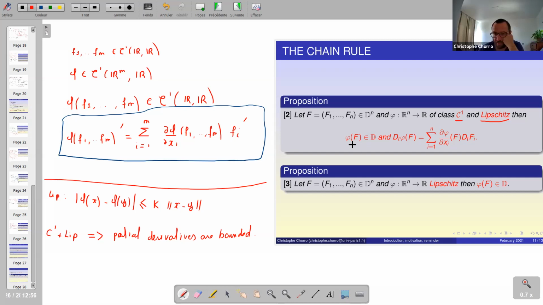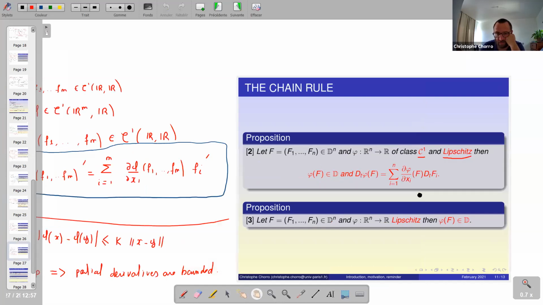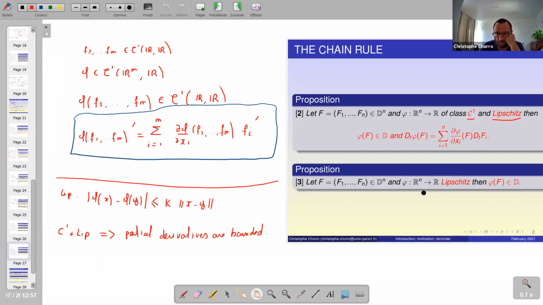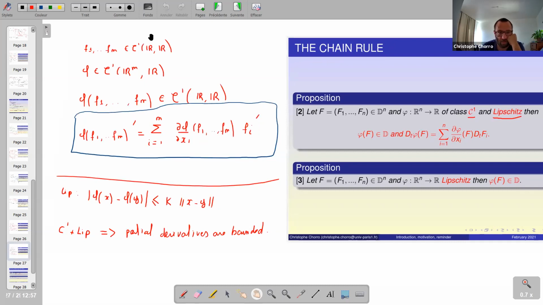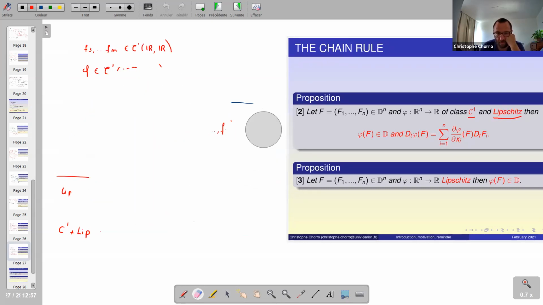I have two things to prove: that I have the stability of the domain by mappings that are C1 and Lipschitz, and that this formula is true. So let's duplicate the page. So I have this here. I erase this part, what I have reminded here, and this. So first of all, I want to prove that phi of f belongs to D.